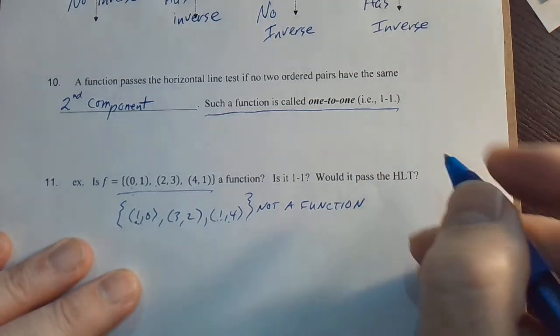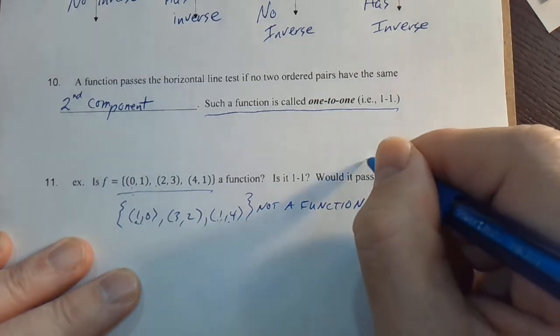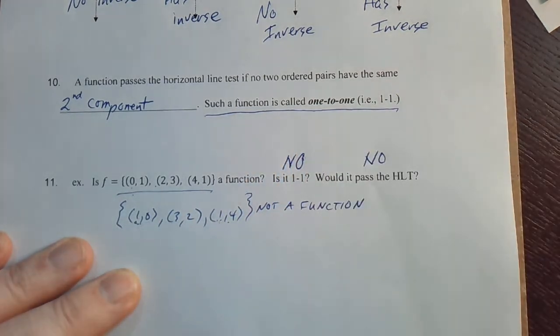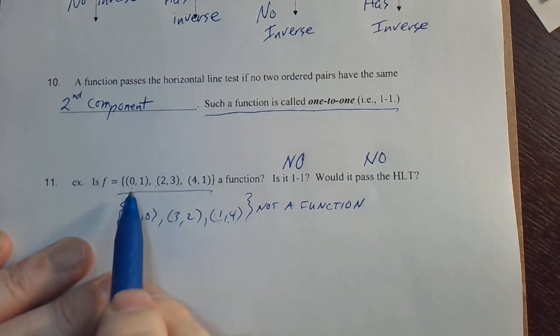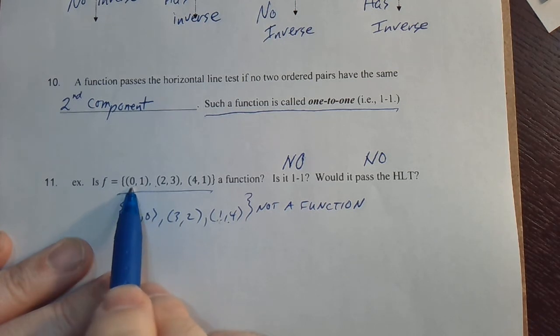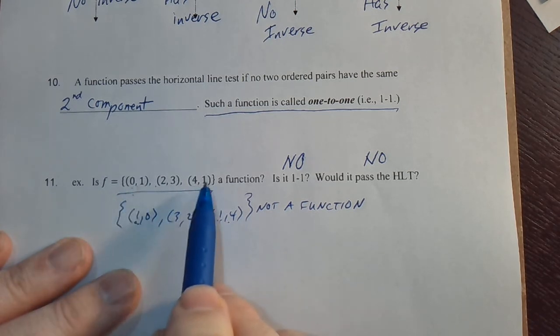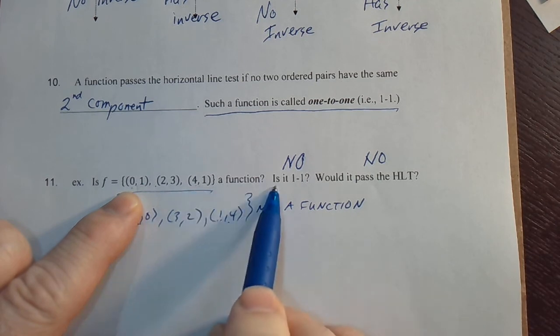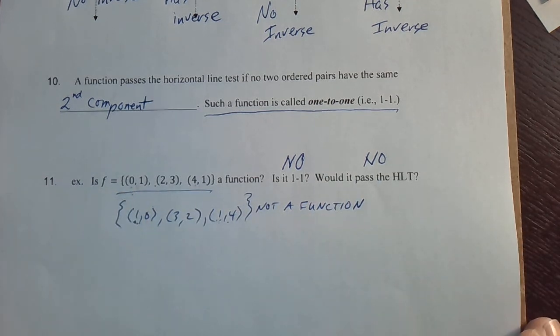So would it pass the horizontal line test? No. Is it one-to-one? That's asking the same question. No. Because remember, when you plot this point, (0, 1), the height of the function is 1 at 0. Over here, (4, 1), at x equals 4, the height of the function is 1. You could pass a horizontal line through both of these 2 points. So it is not one-to-one. It would not pass the horizontal line test.